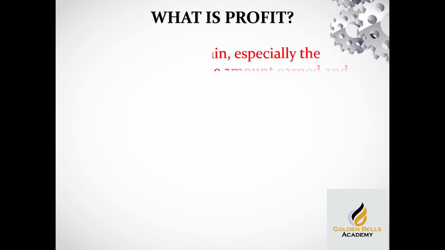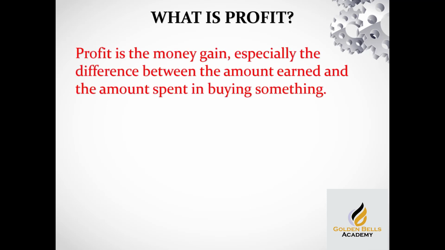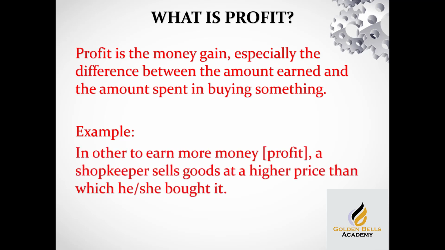So the first question is this: what is profit? We said that profit is the money gain, especially the difference between the amount earned and the amount spent in buying something. Okay? Let's look at an example. In order to earn more money, that is make profit, a shopkeeper sells goods at a higher price than which he or she bought it.